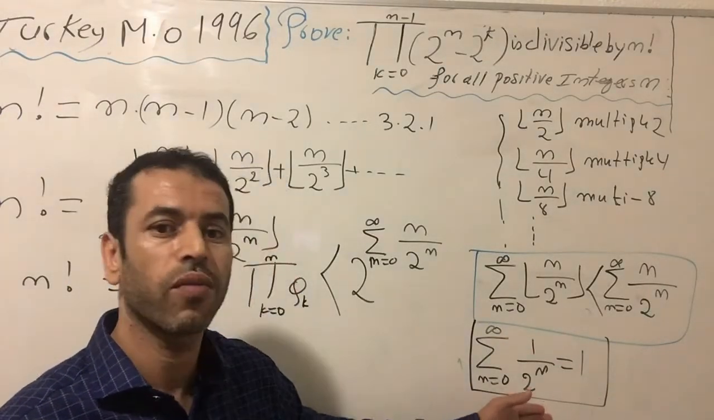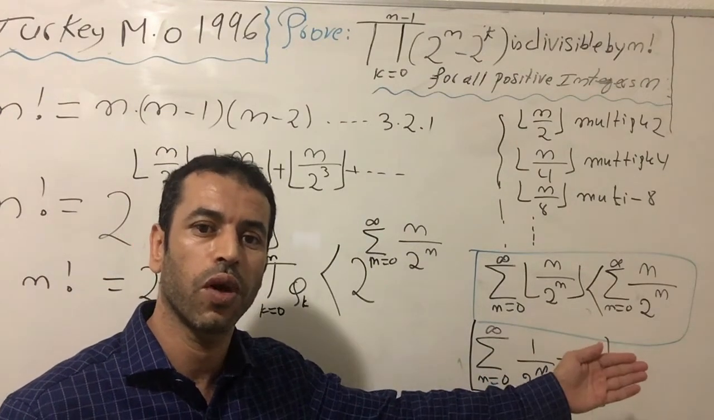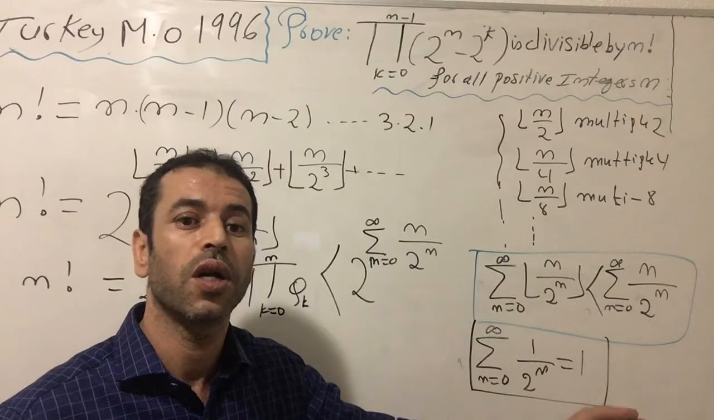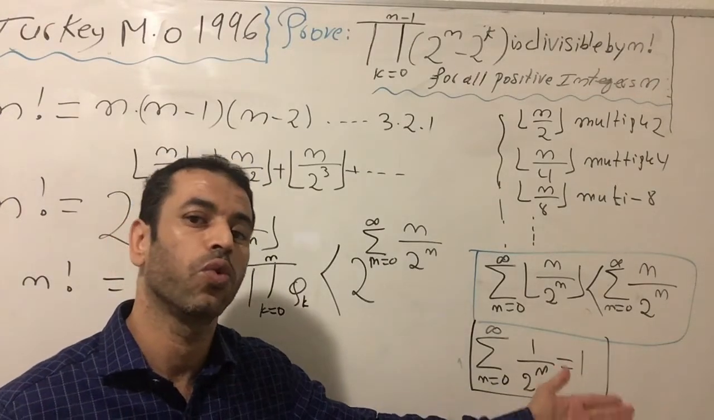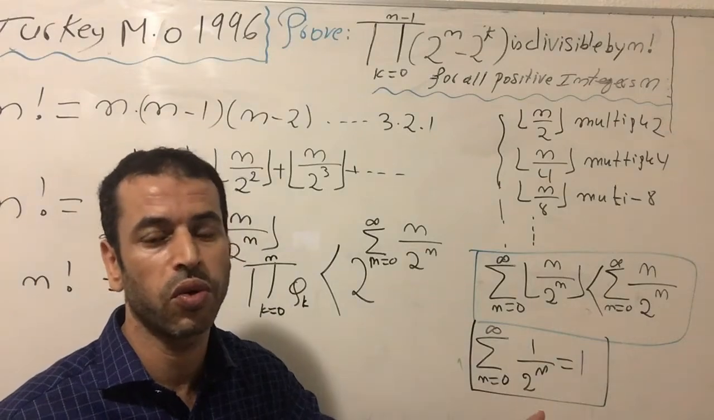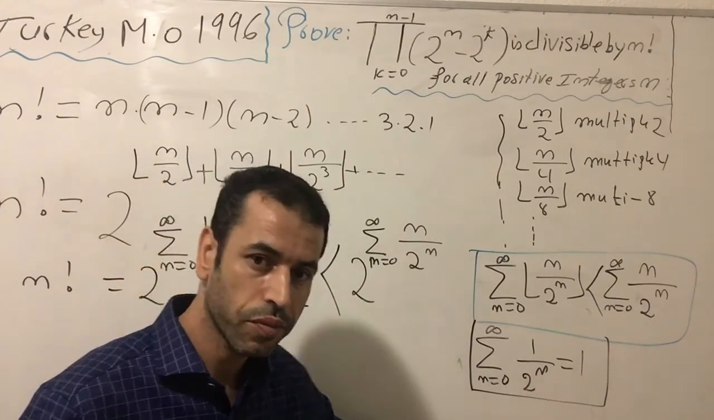This here is written in the form of 1 over 2 plus 1 over 2 to the 2 plus 1 over 2 to the 3, and so on until you get the last term, which is 1 over 2 to the n, which is equal to 1, because it is written in the form of a classic geometric series.